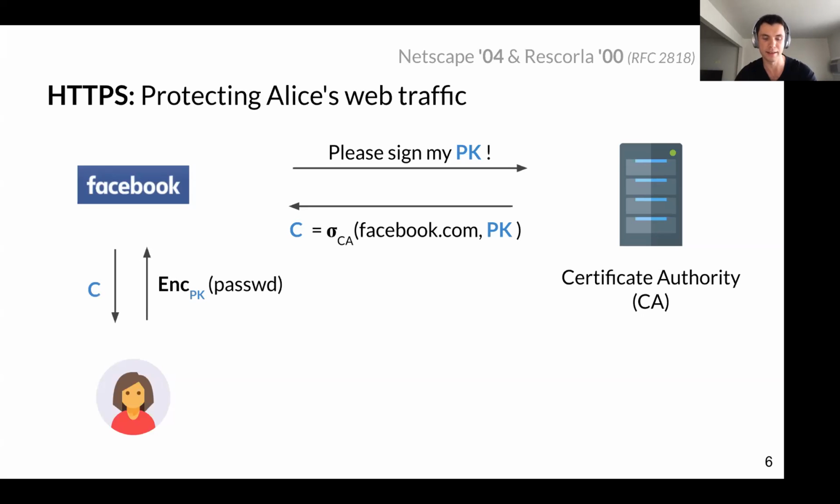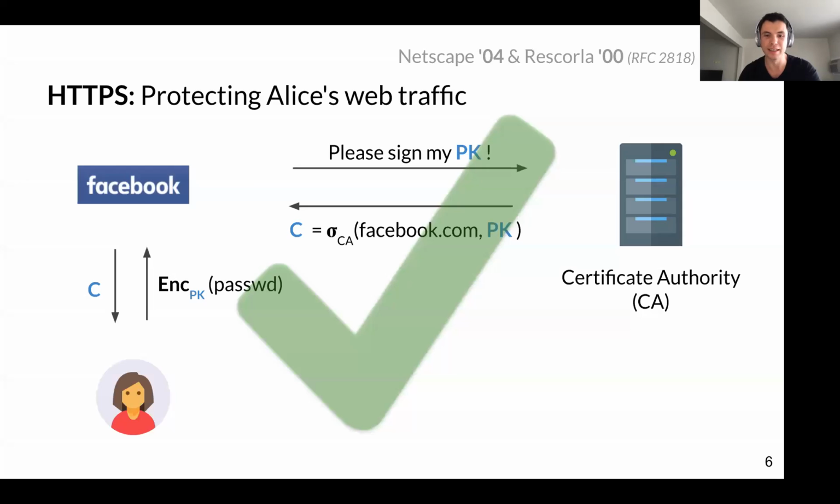The CA verifies that this is really Mark Zuckerberg and he really owns Facebook.com, and if so, gives him the certificate. Now when Alice accesses the website, Alice gets the certificate from the website, verifies the CA's signature on it, extracts the public key from the certificate, and if all is good, in the sense that the signature verifies on the certificate, she can encrypt her password to the website and be certain that she's encrypting the password to Mark Zuckerberg and not some other shady dude, okay?